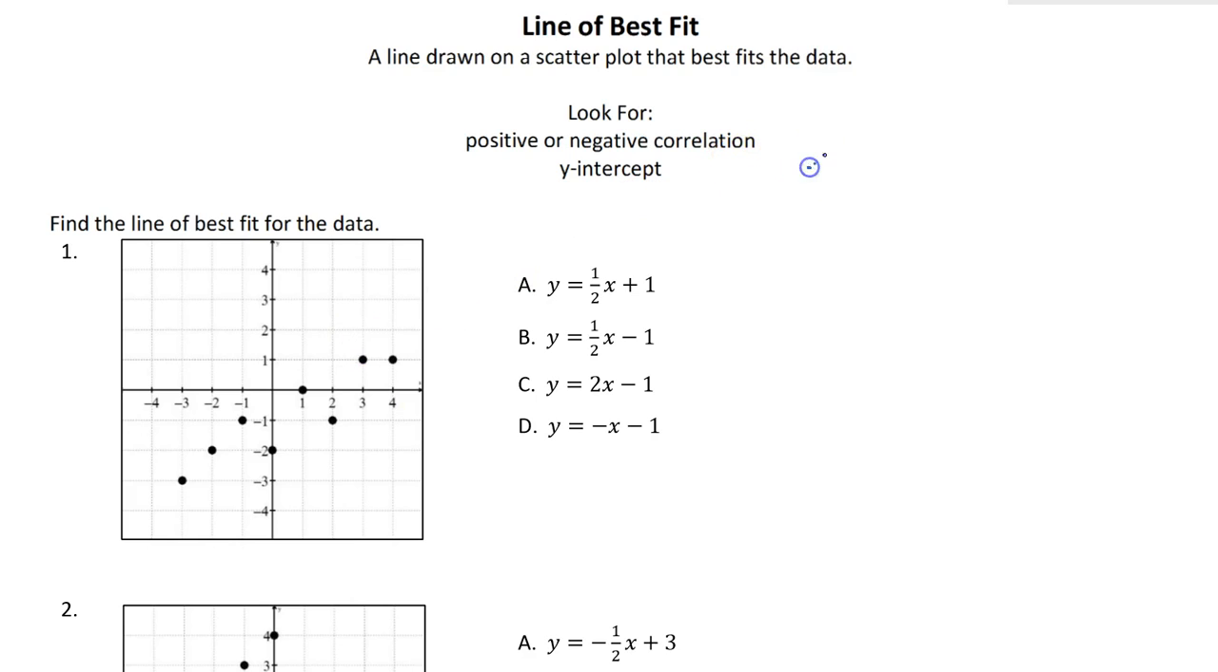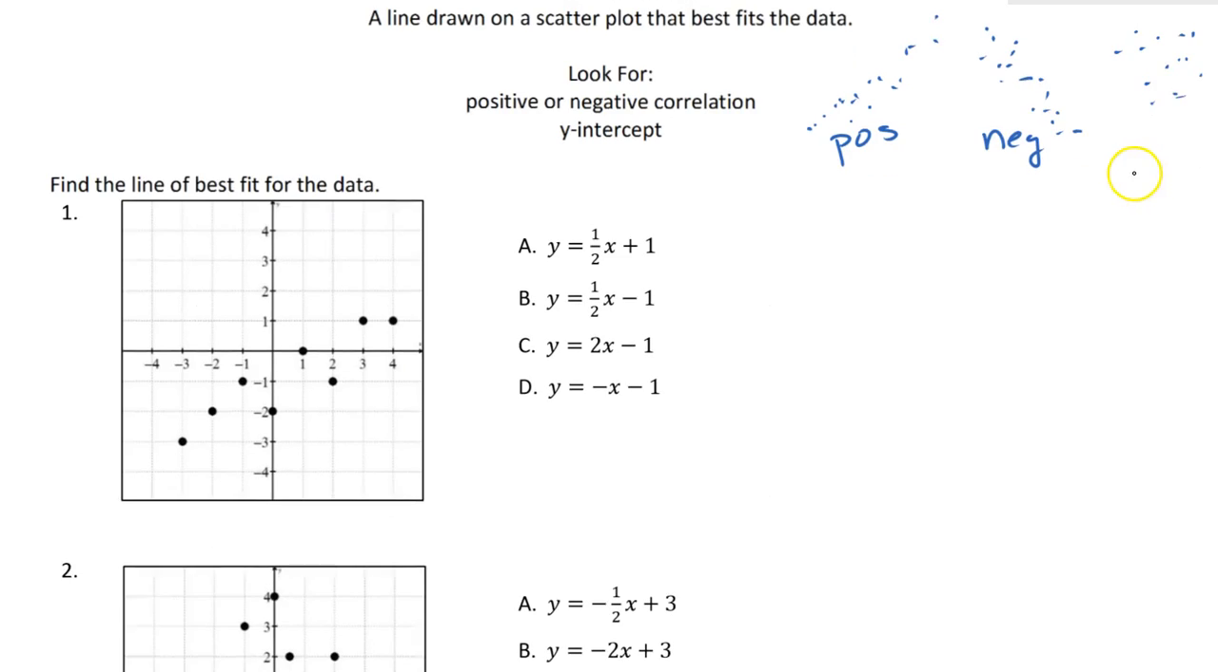Positive correlation would be something like this. Negative correlation would be something like this. And no correlation would just be all over the place. Okay, so just like with everything else, if you need to pause the video at any time, go ahead and pause the video and jot down what you need to, or go back and rewind.